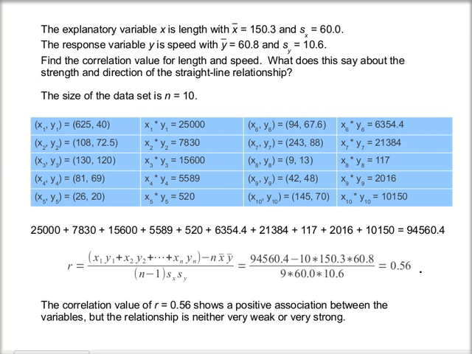And this is a positive number, not a negative number, so it shows there's a positive association between the variables. But it's neither very weak nor very strong. If it was close to 0, we'd say it's very weak. And if it was closer to 1, we'd say it's very strong, but it's kind of in the middle here, closer to 1/2.